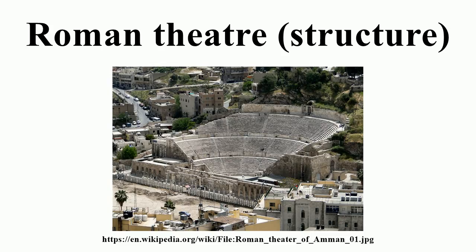The scaenae frons was originally not part of the building itself, constructed only to provide sufficient background for the actors. Eventually, it became a part of the edifice itself, made out of concrete. The theatre itself was divided into the stage and the seating section. Vomitoria, or entrances and exits, were made available to the audience.